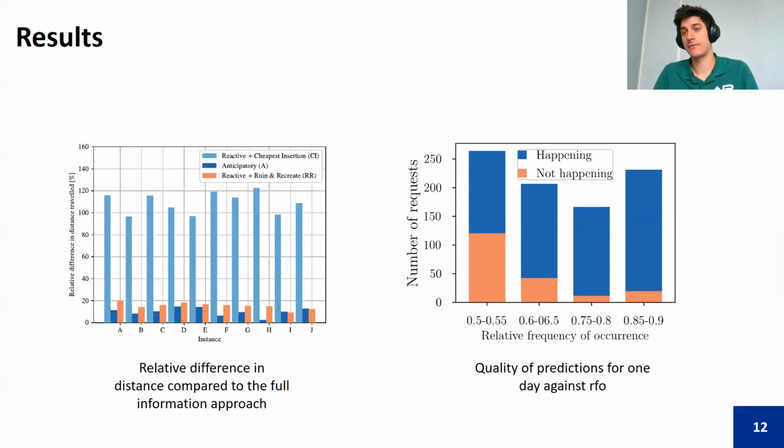A nice side effect that we found is that the anticipatory approach needs fewer vehicles, around 3.5% fewer vehicles to serve the same set of requests. What you see here on the right is whether our predictions have actually happened, or did they just get removed? What you see here in dark blue are the predictions that actually happened, and in orange, the ones which didn't, plotted against the relative frequency of recurrence. To sum it up, on average, about 60% of all predictions were correct over the 10 days, and that led to the improvement.